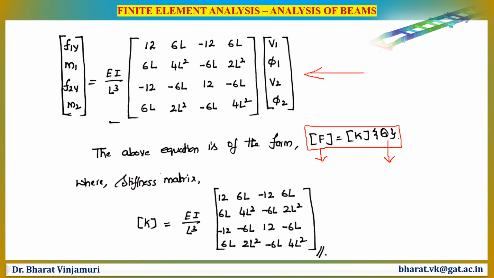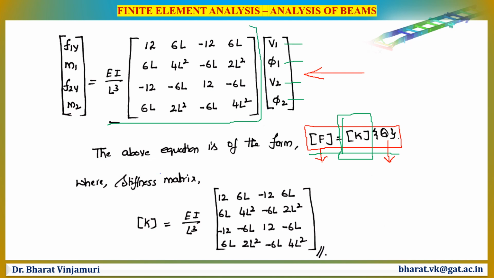Similarly, Q corresponds to V1, transverse displacement at node 1, pi 1, bending slope at node 1, V2 transverse displacement at node 2, and pi 2 slope at node 2. So here we have got the equation F is equal to K into Q, or KQ is equal to F. The remaining term, what you see here, is called the stiffness matrix. So the stiffness matrix is here.